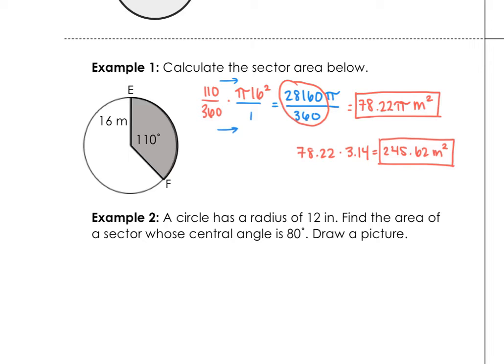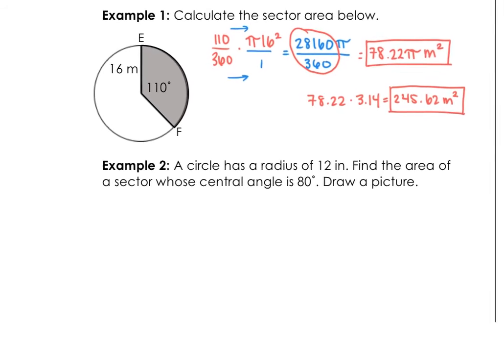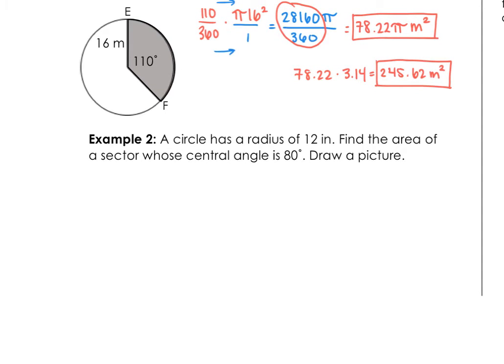All right, let's look at number 2. It says a circle has a radius of 12 inches. Find the area of a sector whose central angle is 80 degrees. Draw a picture. Okay, so let's start by drawing our circle. We know that the radius of the circle is 12 inches, and we're trying to find the area of a sector whose central angle is 80 degrees. So here's about 80 degrees. We're trying to find the area of that sector.